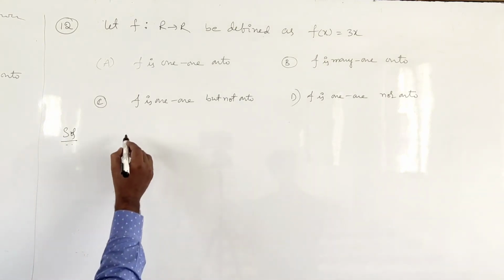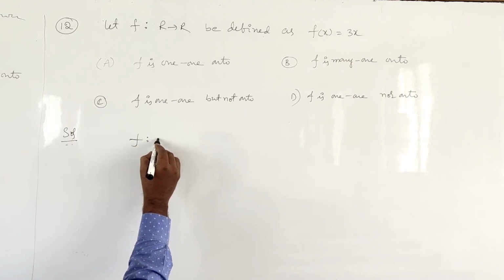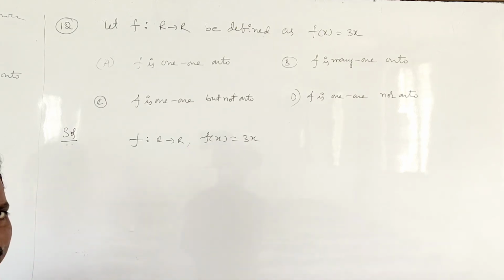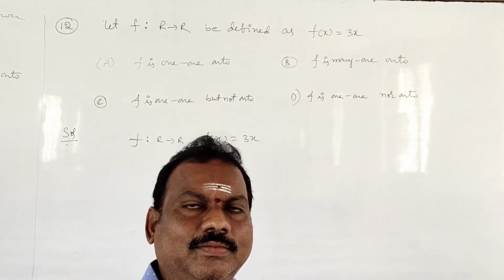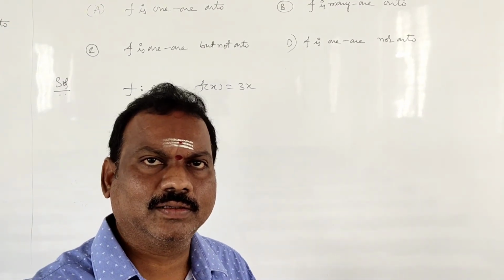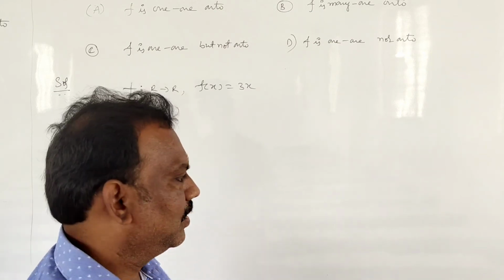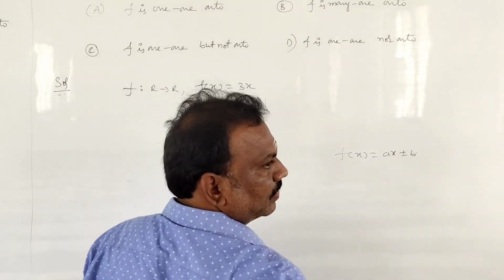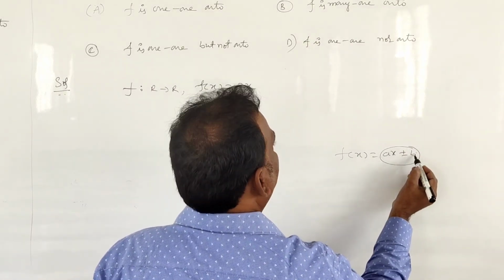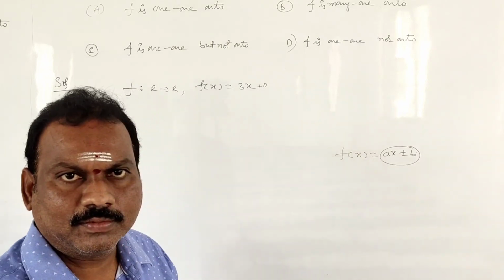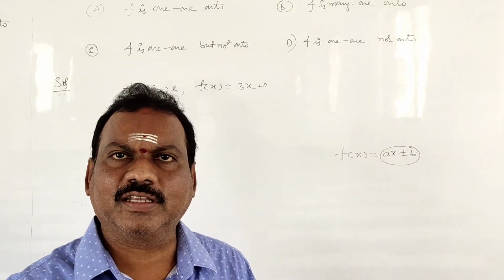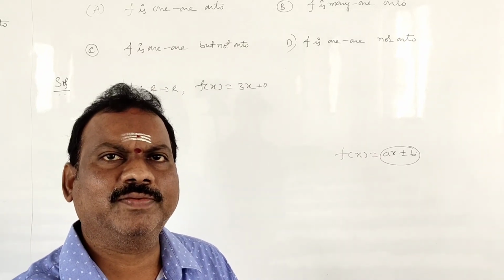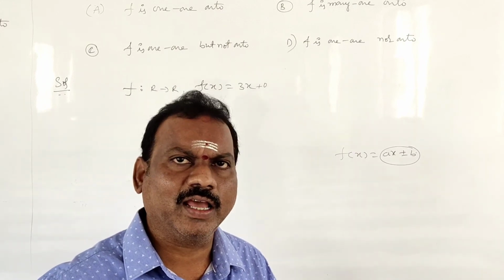So now you see the given problem, f is a mapping from R to R defined by f of x equals 3x. 3x means what kind of function is this? f of x equals ax plus or minus b, a linear function. Correct or not? Here b is nothing but 0. So you will form a straight line. Straight line means it is a strictly increasing or strictly decreasing function. I will explain that later, in the last part, the maximum and minimum applications of derivatives.